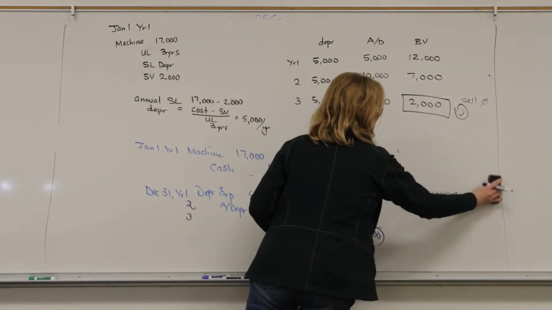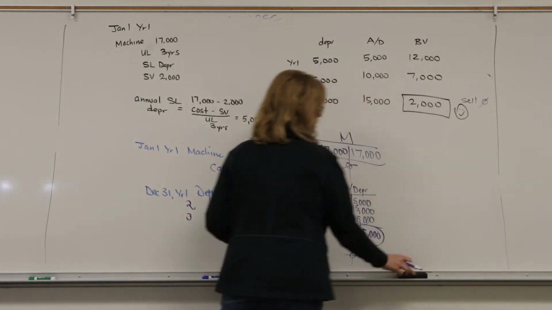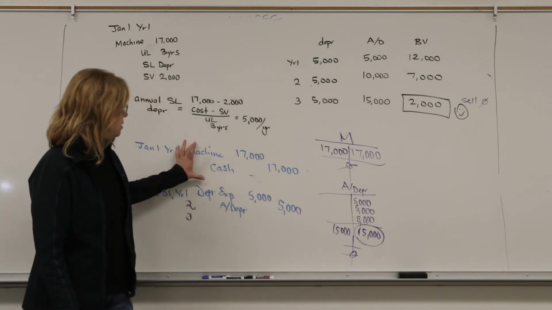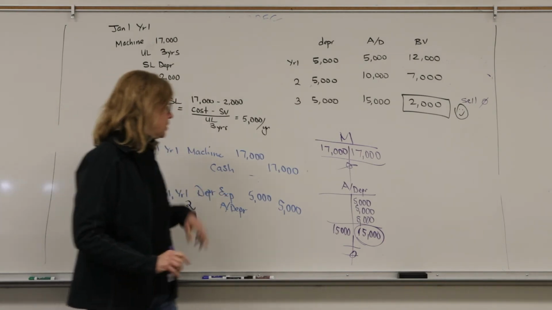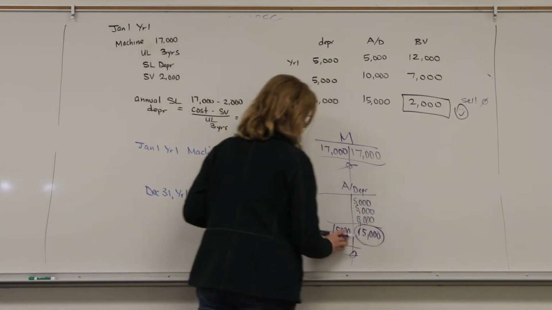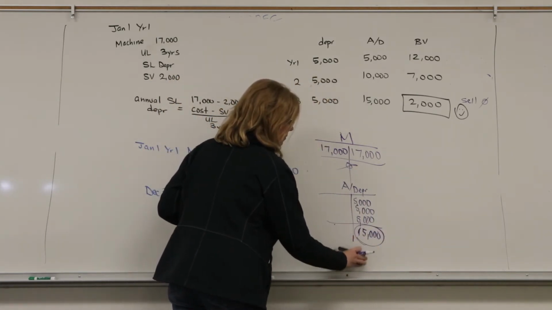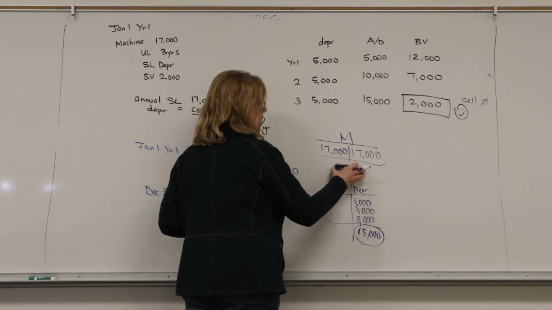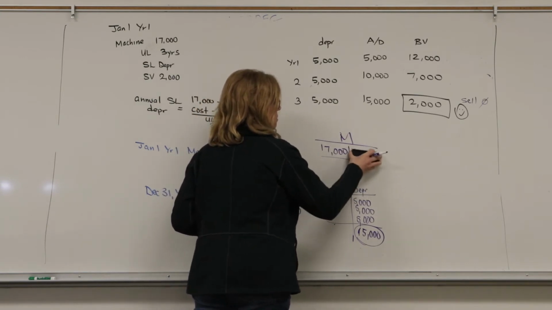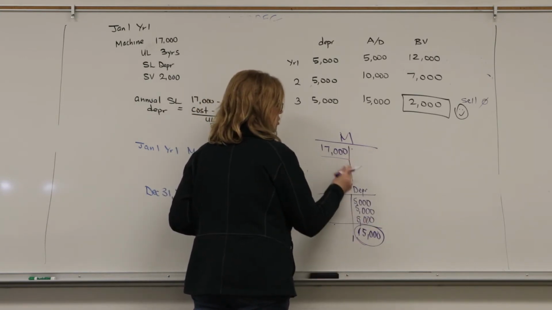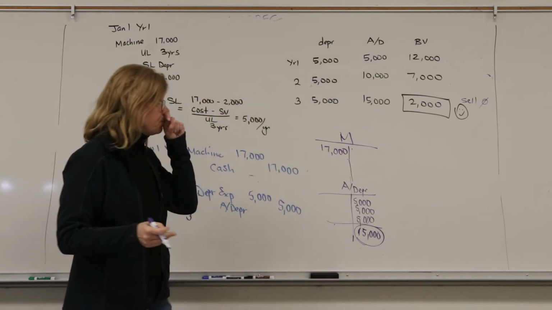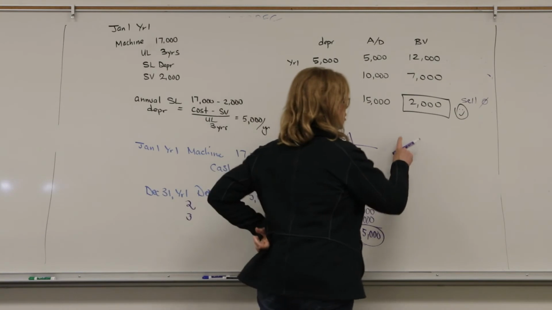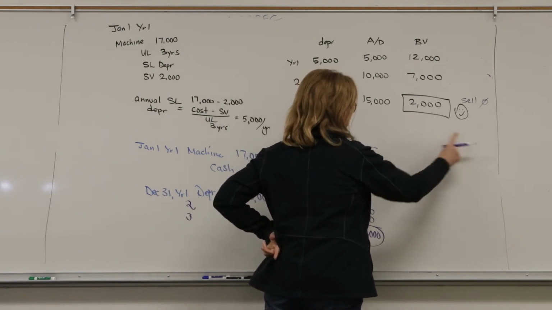I have a loss of $2,000. Now looking at my entries, I still bought it. I still depreciated it for 3 entire years. So currently, before I actually sell it, I've got a $15,000 balance in accumulated depreciation, and $17,000 in machinery. So I sold it for 0, so I don't want to necessarily debit cash for 0.